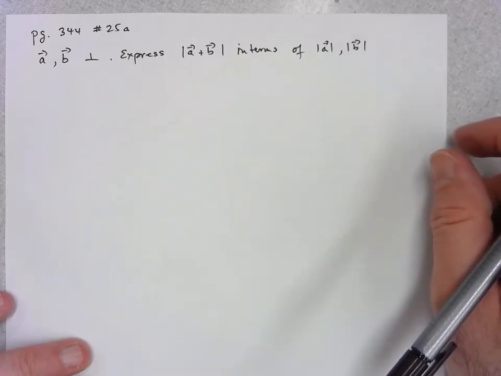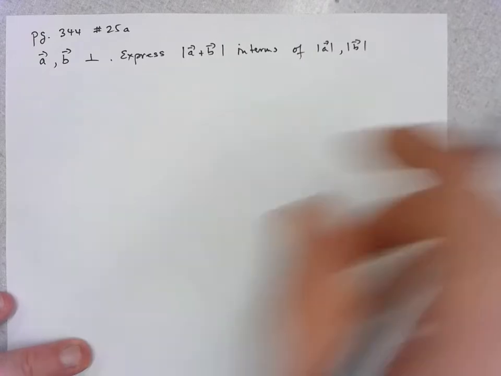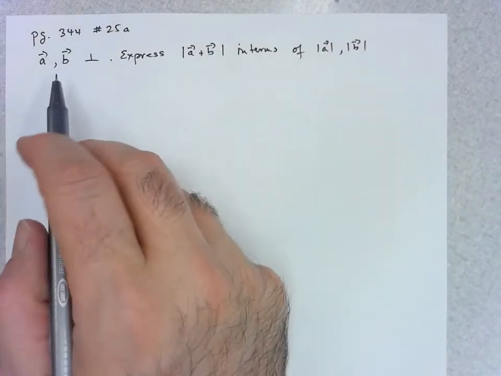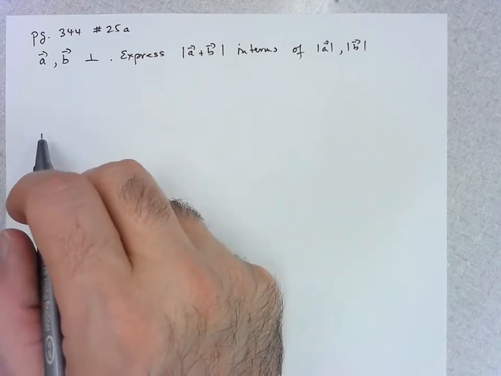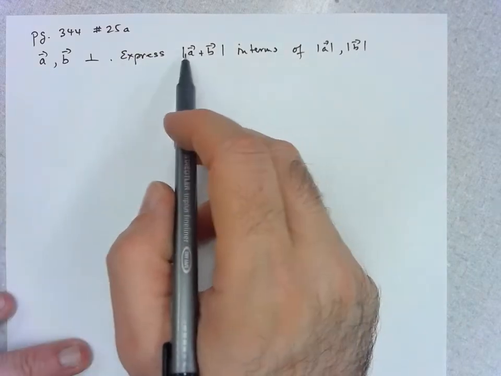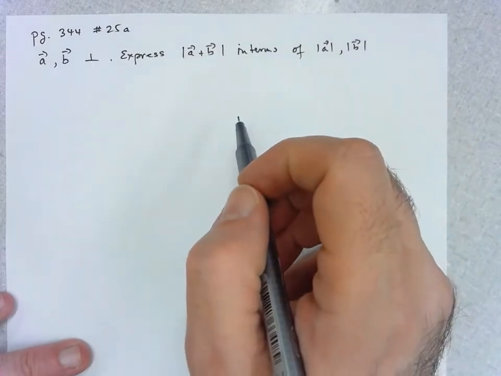Hi folks, we're going to take a look at page 344, number 25A. They're telling us that these two vectors A and B are perpendicular to each other. They don't give us any indication as to their magnitudes, but it asks us to express the magnitude of their sum in terms of the magnitudes of the original vectors.